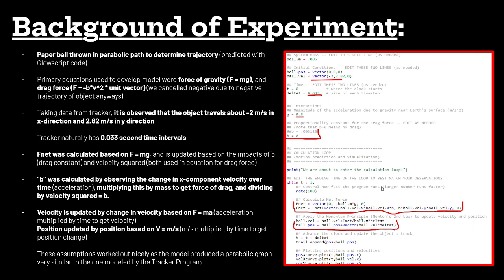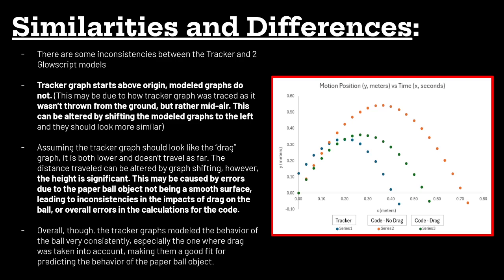And these assumptions in this code worked out pretty nicely because it produced a parabolic graph that was very similar to the one modeled by the tracker program. Now, as for similarities and differences, like I talked about earlier, specifically in terms of these two graphs right here, this one is up in the air a little bit because it was thrown midair, while the GlowScript code was modeling it assuming it was thrown from the ground, which caused these differences here, which could be changed by just shifting the graph a little bit.